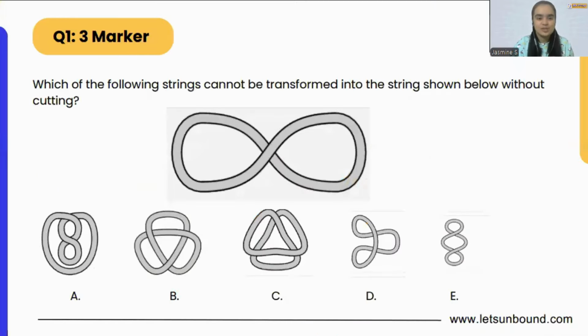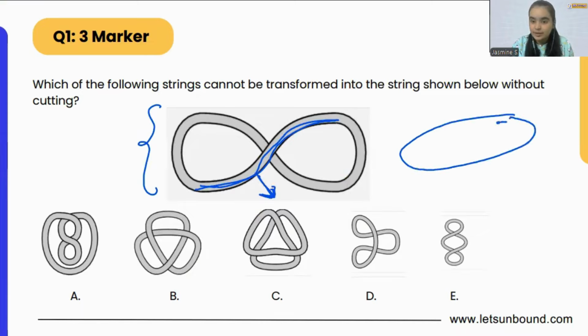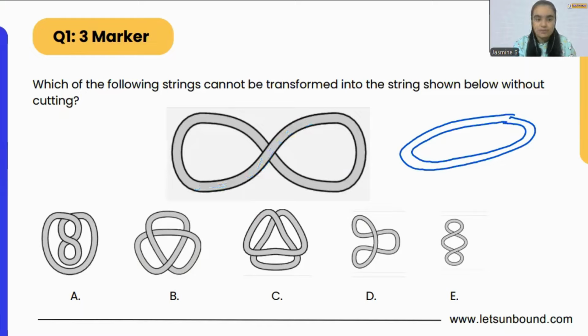So the question says, which of the following strings cannot be formed into the string shown below without any cuttings? Let's see. If you look at the string provided in the figure, if we move this part of the string in this direction, it will form a complete loop, a circular loop. Now let's see which of the following options can be transformed into this loop.